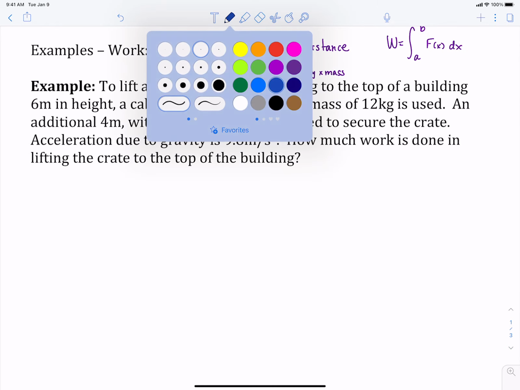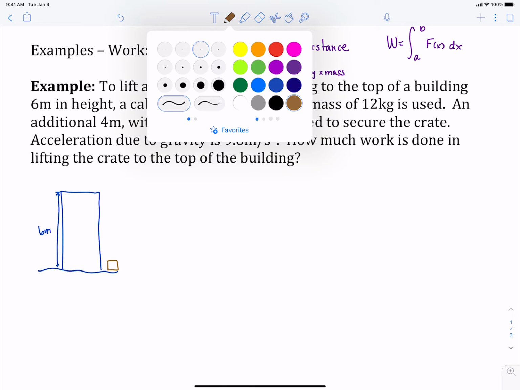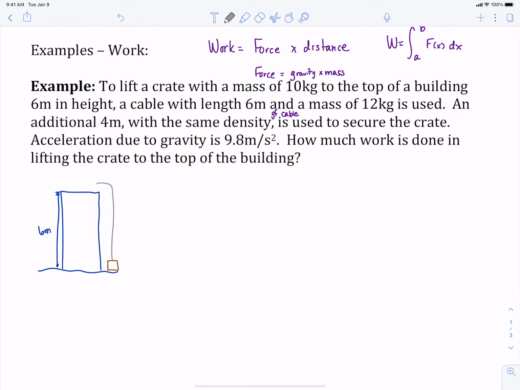So let's draw a little picture. I am big on drawing pictures. We've got our building. It's not that high, right? It's 6 meters. It's kind of a short building, but there's our building, and then we've got a crate sitting down here, and we've got a cable, and we're going to use that to pull it up over the building. And I got a little aggressive with my cable. We're going to have it go right to the top of the building. But then we've also got some cabling holding on to that crate down there. So we're going to have the crate plus some cable that we use to secure the crate.